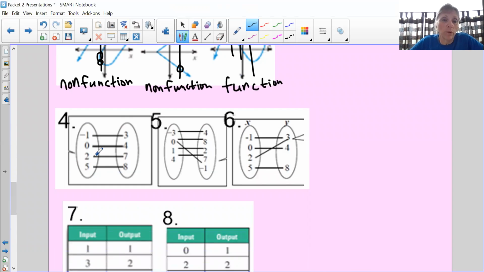You have to remember the rule that you cannot have an x twice. So I'm going to look at all the x's. They only have one y value to go with each. And so this is a function. Okay, now if I look at this, -3 goes to 4, 0 goes to 8, and 0 goes to -1. You cannot have that, so I'm going to circle this. This makes this a non-function.